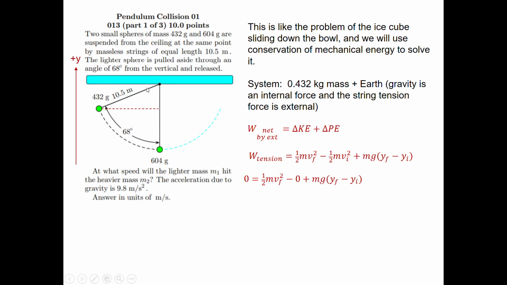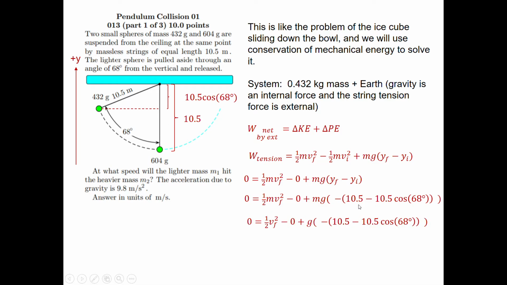Well, I can figure out, I've drawn a little horizontal line here, and that makes a right triangle here. We know the hypotenuse length, so we can figure out the vertical side of this right triangle because this angle is 68 degrees, and that is going to be 10.5 meters times the cosine of 68 degrees is just this part. That's not what we're interested in. We're interested in this part, but it's also true that the string length is 10.5 meters, so this is 10.5. So if we do 10.5 minus the 10.5 times the cosine of 68, we get what's left over down here, and that means that's what the change in y is.